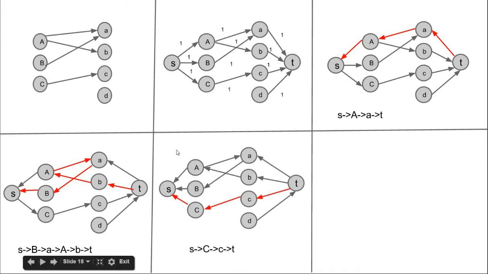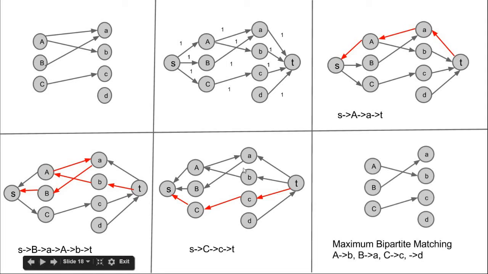We can see now that there are no more augmenting paths from S to T. So this is a final matching. The total number of vertices which are matched is equal to the max flow, which is equal to 3 here. And to find the actual matching, all we need to do is go to the reverse edges.